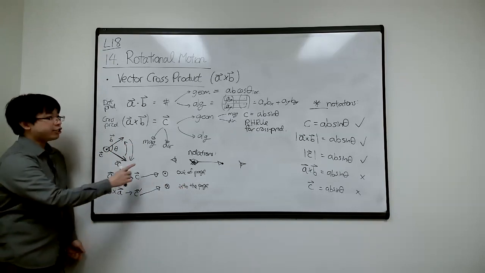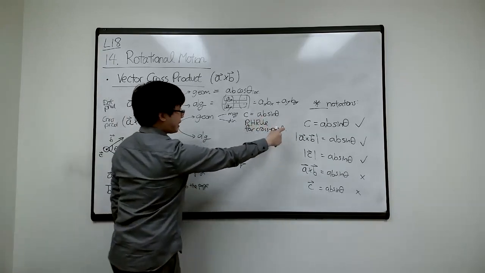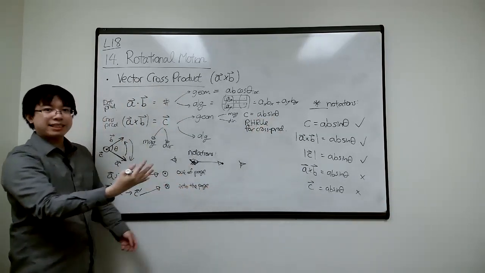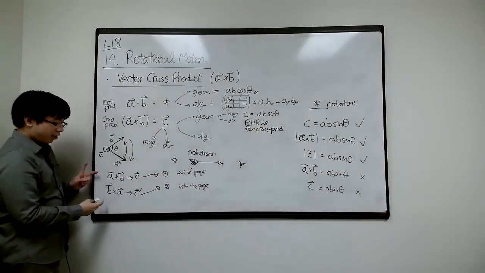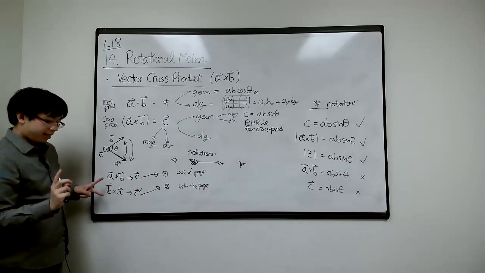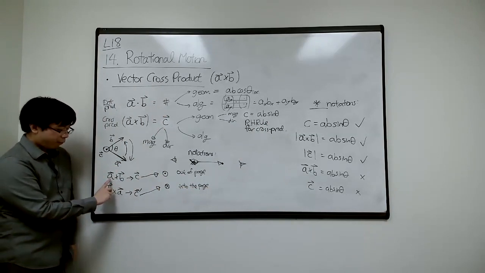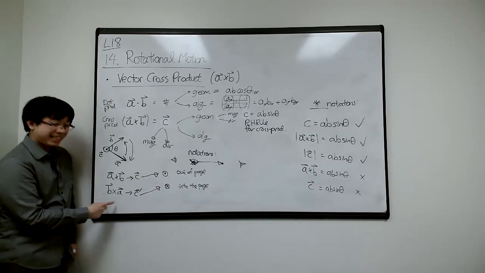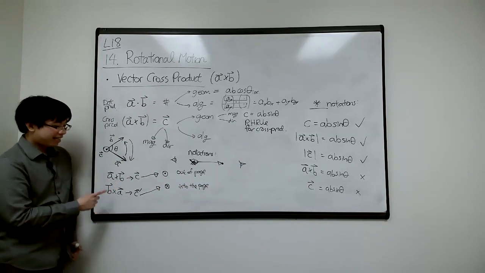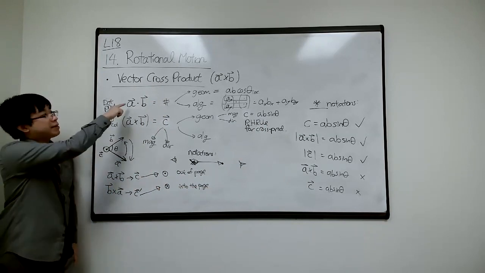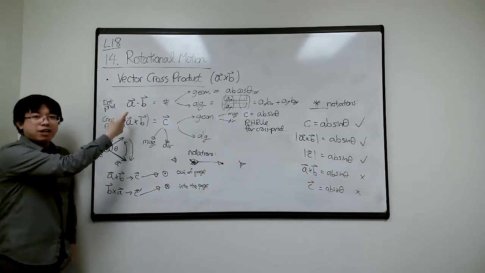A cross B's magnitude is AB sine theta. B cross A's magnitude is BA sine theta, which is obviously the same as AB sine theta, right? So notice one thing. This is one of the first times you will probably see that A times B is different from B times A. This does not happen with scalars, only with vectors, and only with cross products, because dot products A dot B and B dot A are the same.